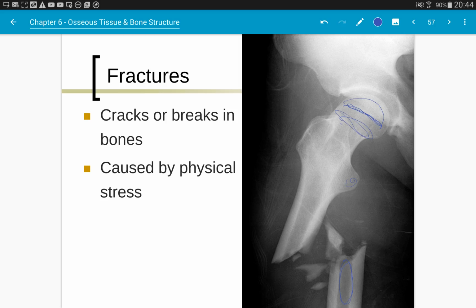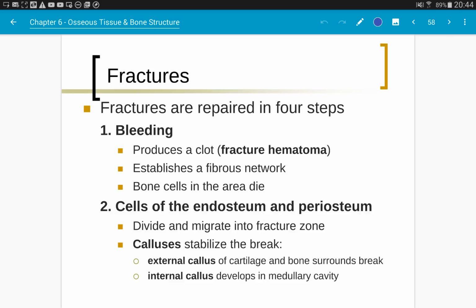Okay, so fractures, these are where you have cracks or actual breaks in the bone, and there's different levels of fractures and different types of fractures, and we'll talk about those. They are caused by some sort of physical stress, and certain types of stress cause certain types of fractures. So first we're going to quickly talk about how fractures are repaired. The first step, if any of you have ever broken a bone before, is you know there's a lot of pain and a lot of swelling and bruising. Well, that bruising, that's bleeding.